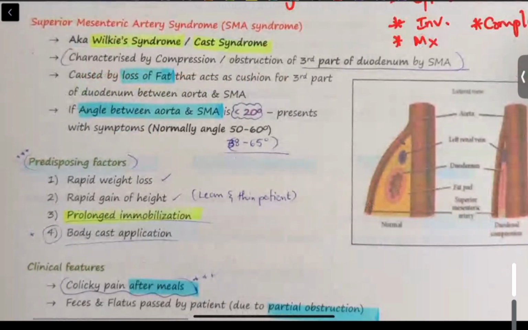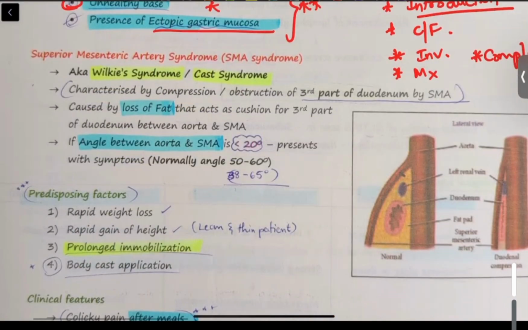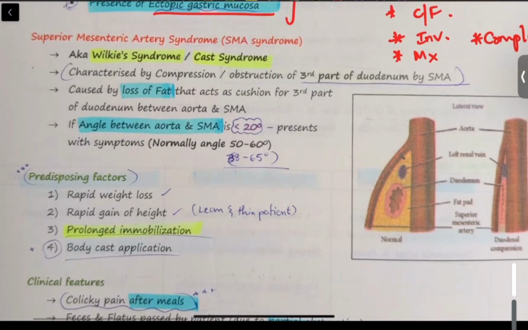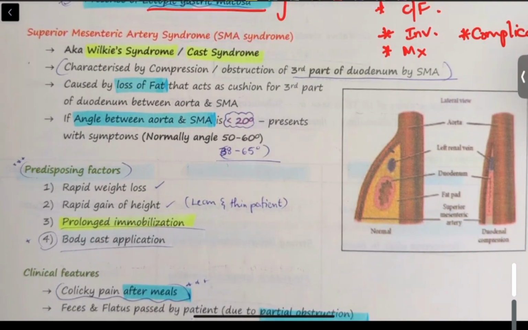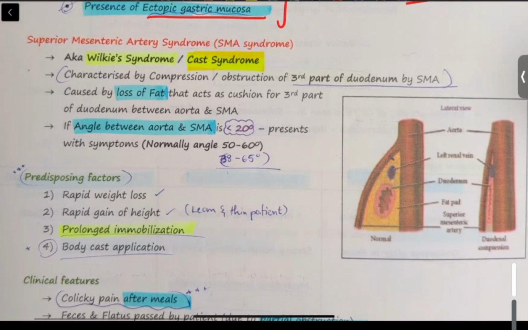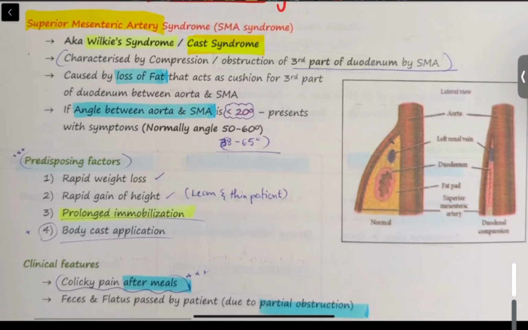Next one, we will be starting with superior mesenteric artery syndrome. This is also called Wilkie's syndrome or Cast syndrome. Okay, superior mesenteric artery syndrome. So how can a syndrome be named based on an artery? Why is the name given so? Okay, we'll come to know. This disease is characterized by compression or obstruction of the third part of the duodenum by the superior mesenteric artery.